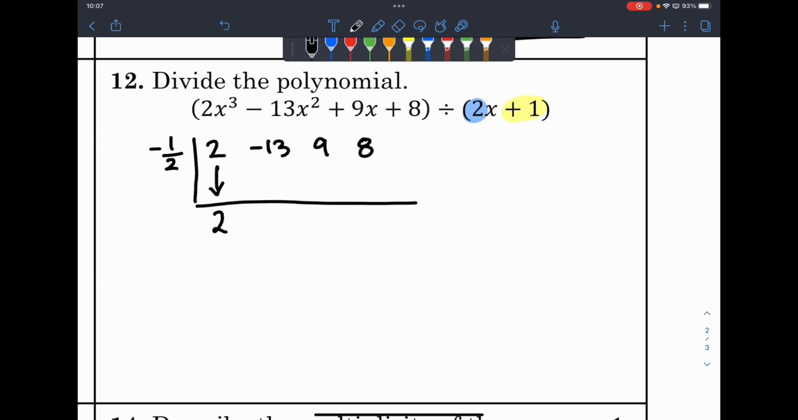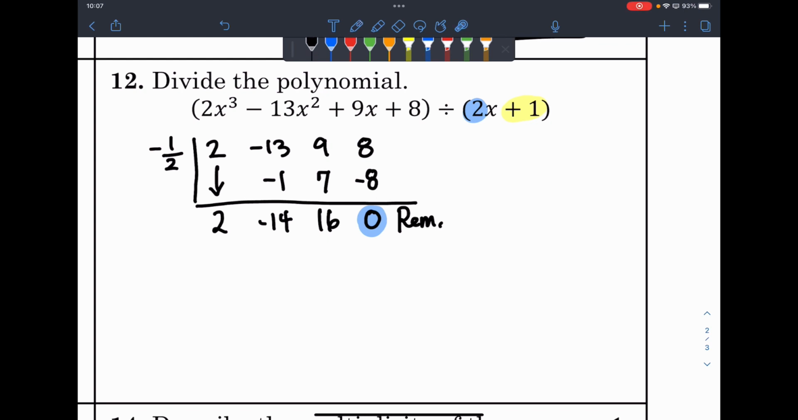And remember, from there, we multiply this value with this, which is going to become -1. And we add the two quantities together. So -14. Repeating the step, multiplying these two, we end up with 7. And adding them together is 16. Multiplying 16 and -1/2, that's -8. And adding that with 8 gives us 0. So the last value, we recall, is our remainder. So our remainder is 0.